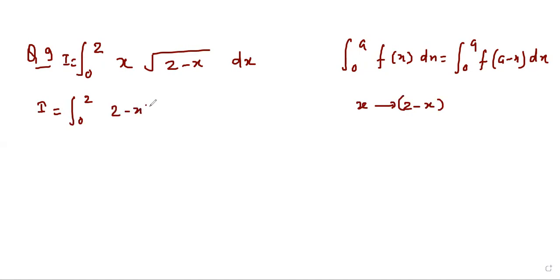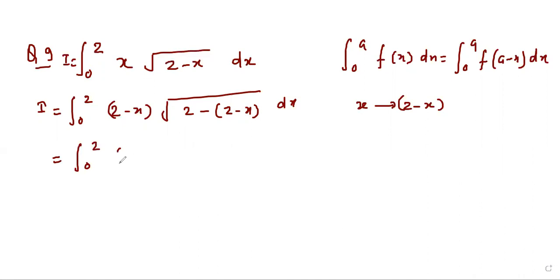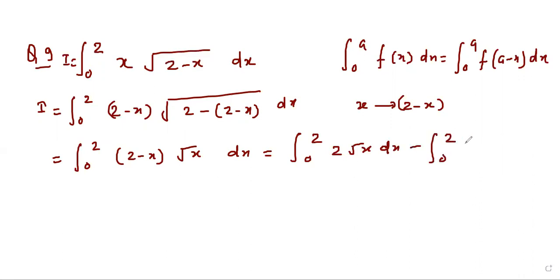So this will become (2 minus x) root of (2 minus (2 minus x)) dx. This will give 2 will cancel out and x will be left. So we will get integral 0 to 2 of (2 minus x) times root x dx, which will be equal to integral 0 to 2 of 2 root x dx minus integral 0 to 2 of x root x, meaning x power 3 by 2 dx. Now you can integrate because it is simple and then put the limits.